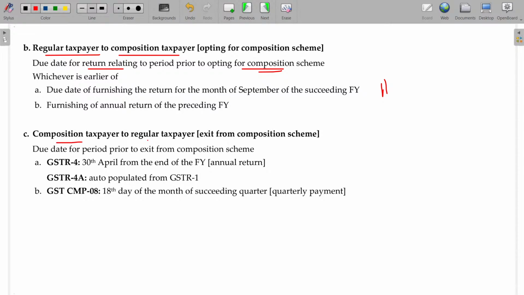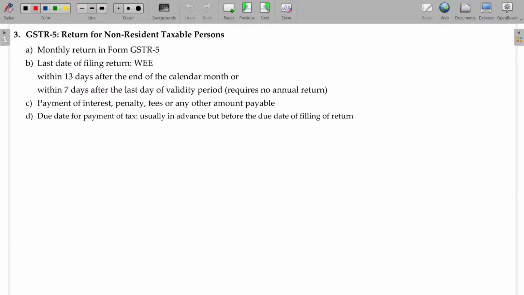And composition taxpayer to regular taxpayer. If you are shifting from composition to regular, the moment you shifted to regular, finish up the composition taxpayer returns earlier, then you can go for the regular taxpayer scheme. Exit from composition. This is called the exit case. And in case of NRTP, GSTR 5 will be applicable. For them, GSTR 5 will be applicable.